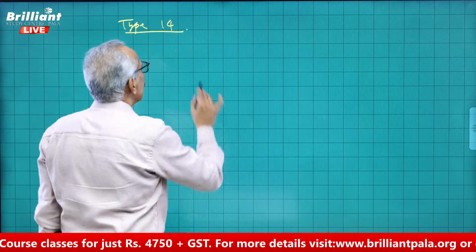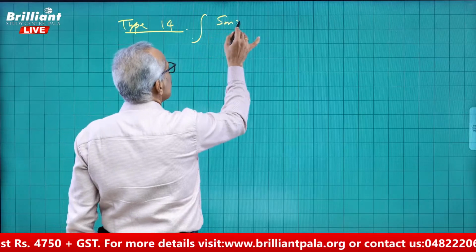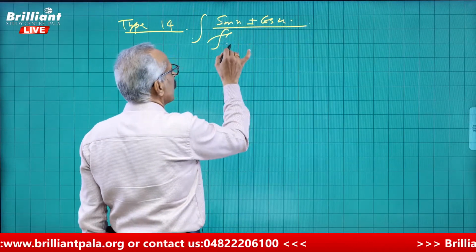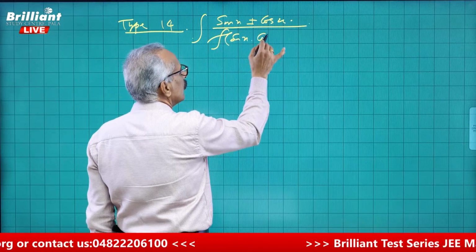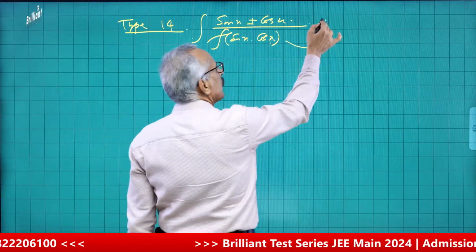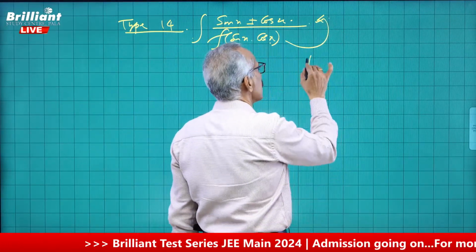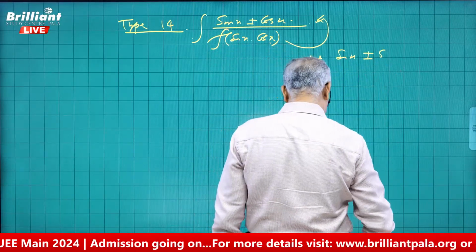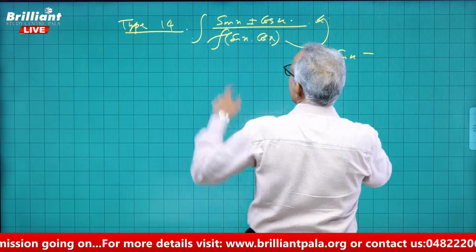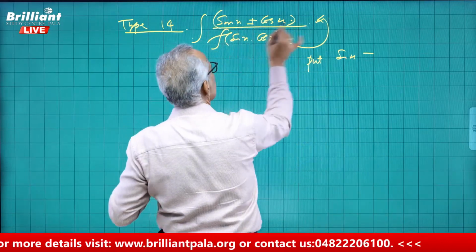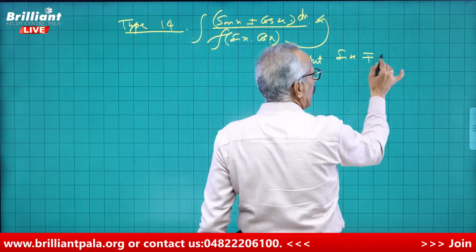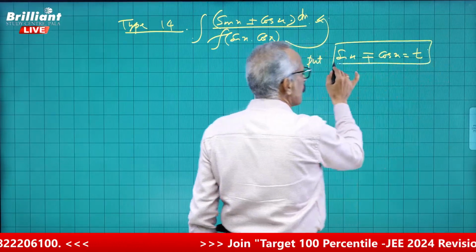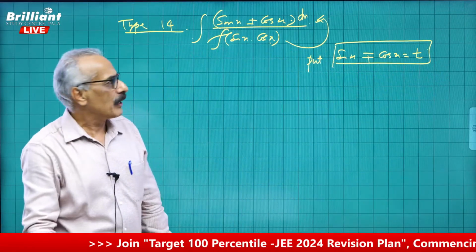Type 14: integral of (sin x plus or minus cos x) divided by a function of sin x into cos x. The whole divided by is not necessary, it can be here also. The method is to put sin x plus or minus cos x dx, so the substitution is sin x minus or plus cos x equal to t. Look at your type number 8, exactly similar.